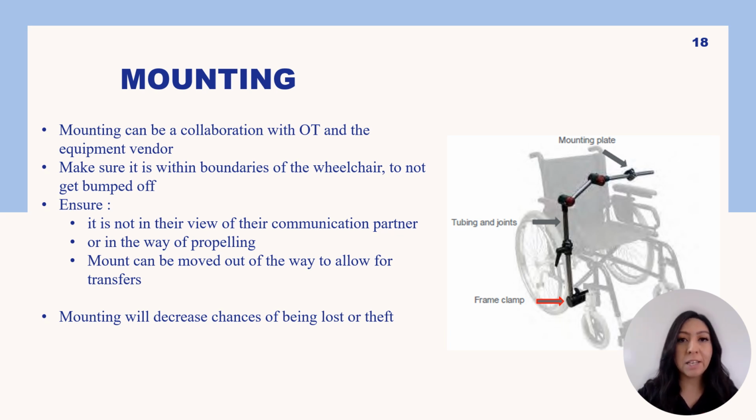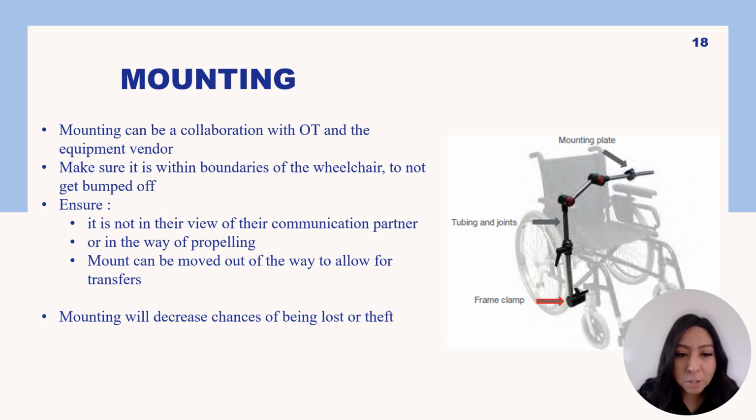Mounting can be done in collaboration with the OT and the equipment vendor, and we want to make sure that it is always within the boundaries of the wheelchair so that it doesn't get bumped off. We also want to ensure that it is not in view of their communication partner or in the way of propelling. And we want to ensure that the mount can be moved out of the way to allow for transfers. Mounting can also decrease the chances of being lost or being stolen.